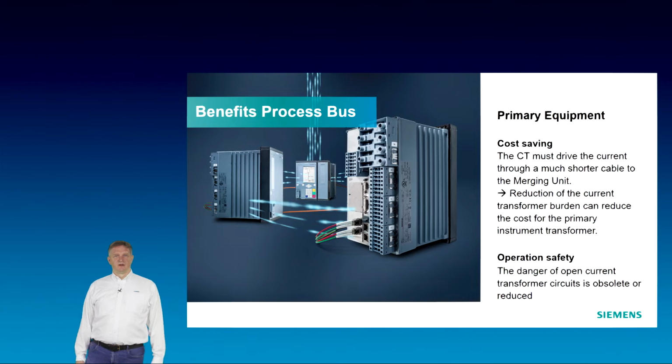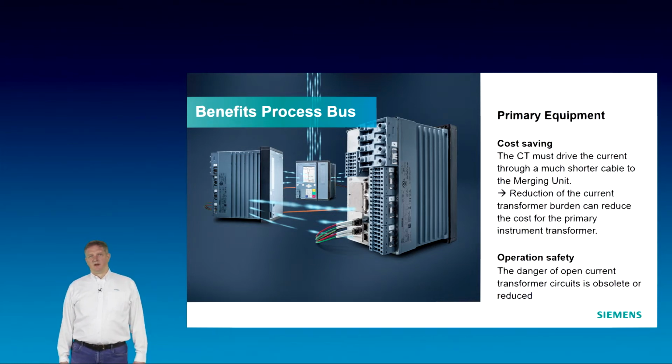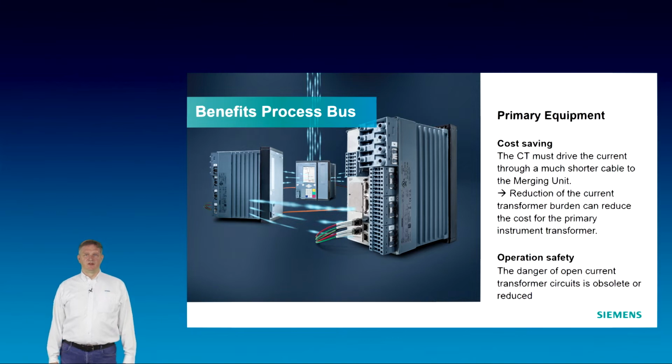Let's take a closer look at the advantages of using the Process Bus. For the primary equipment, the current transformer drives the current through a much shorter cable to the merging unit. This means that a current transformer with a low burden can be used. Reducing the CT burden in return lowers the cost of the primary CT.